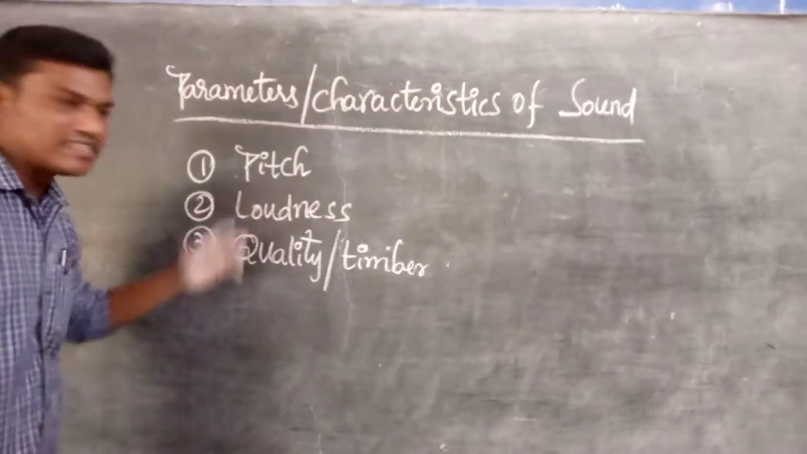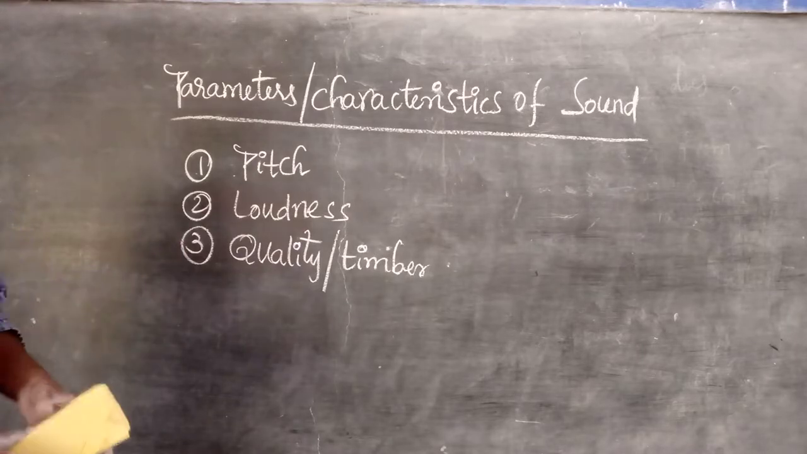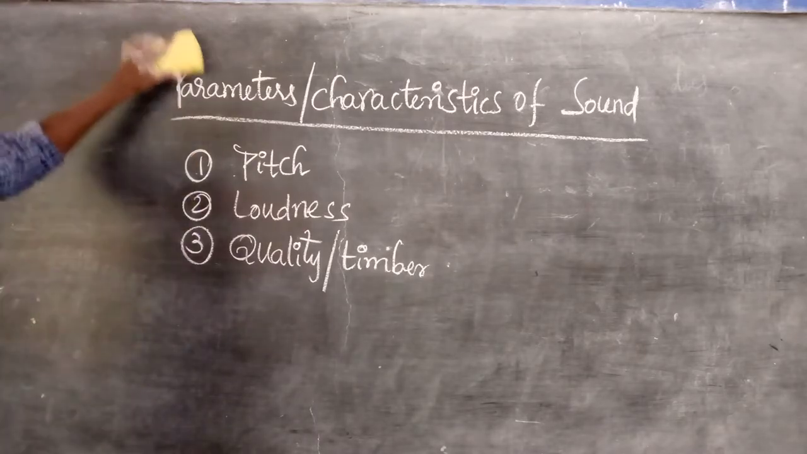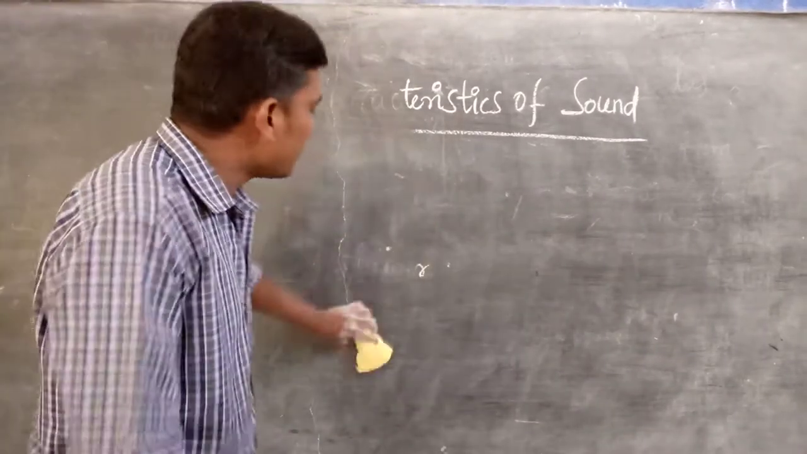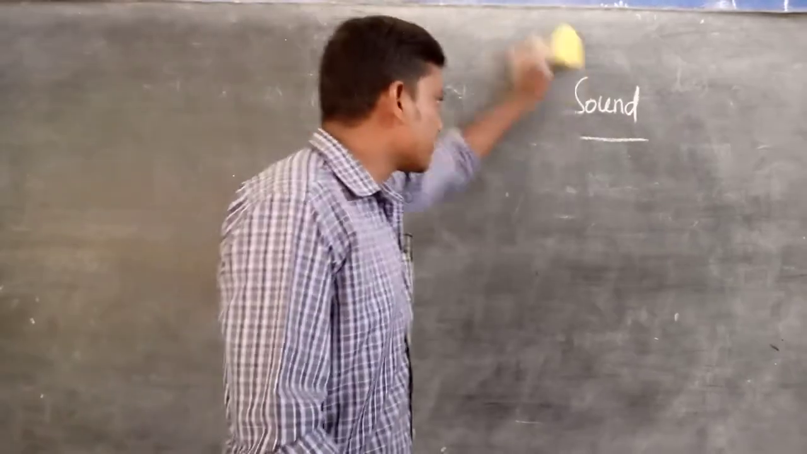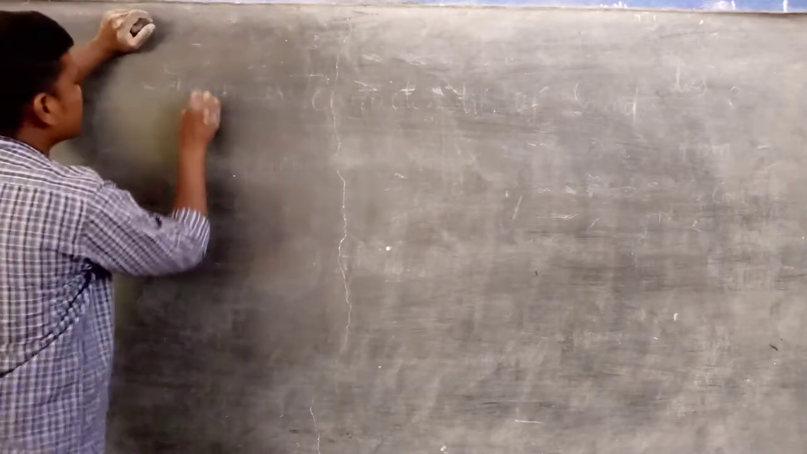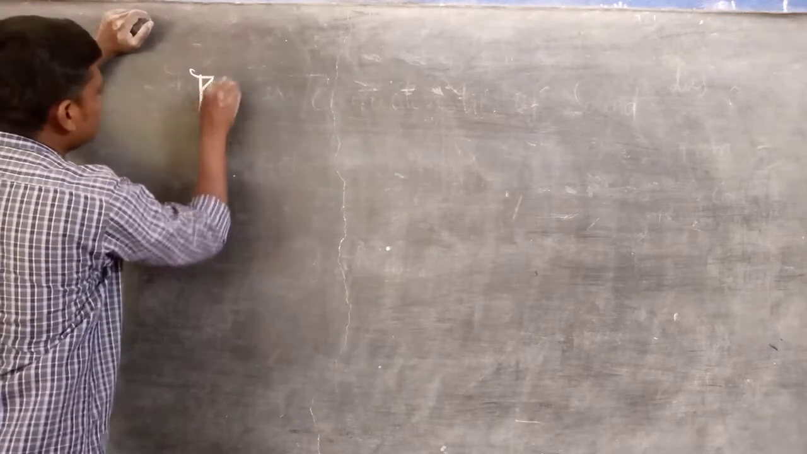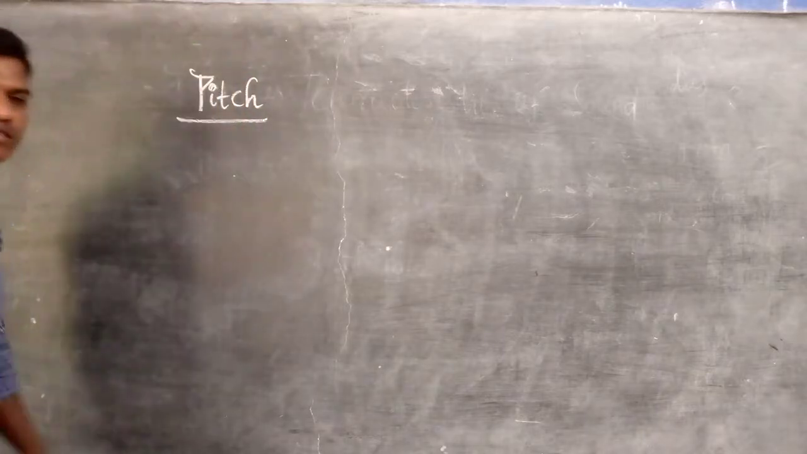Anyway, now we are discussing step by step what the pitch is, what the loudness is and what the quality or timbre is, and whether these characteristics or parameters of sound depend on any other terms related to sound or not. These are the topics we are discussing this time. First one is the pitch.